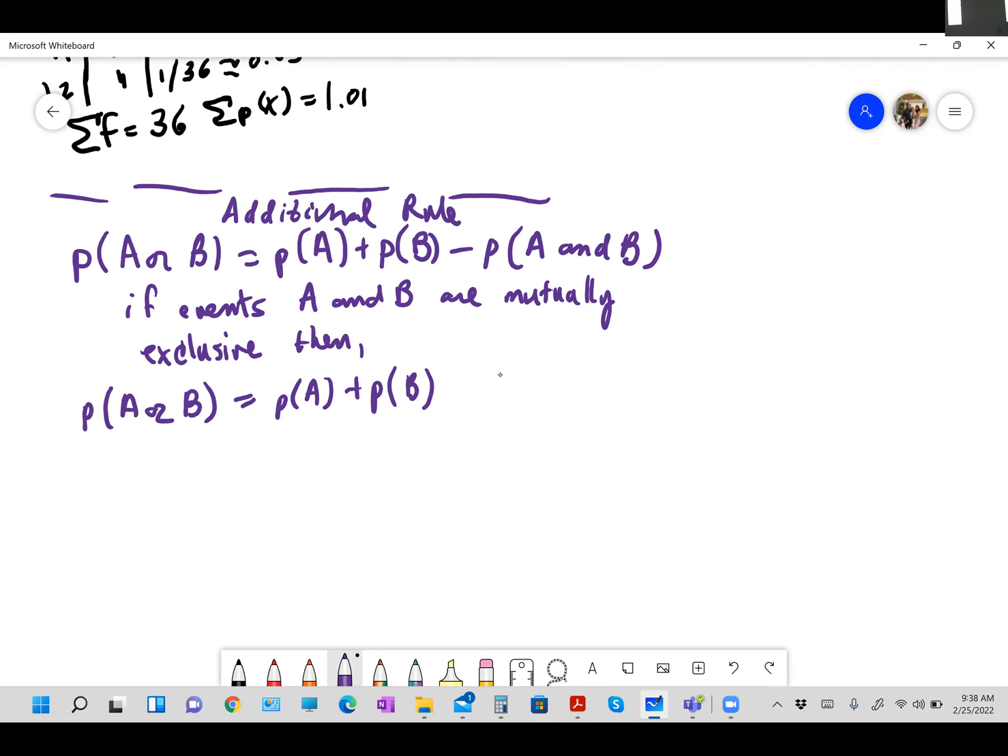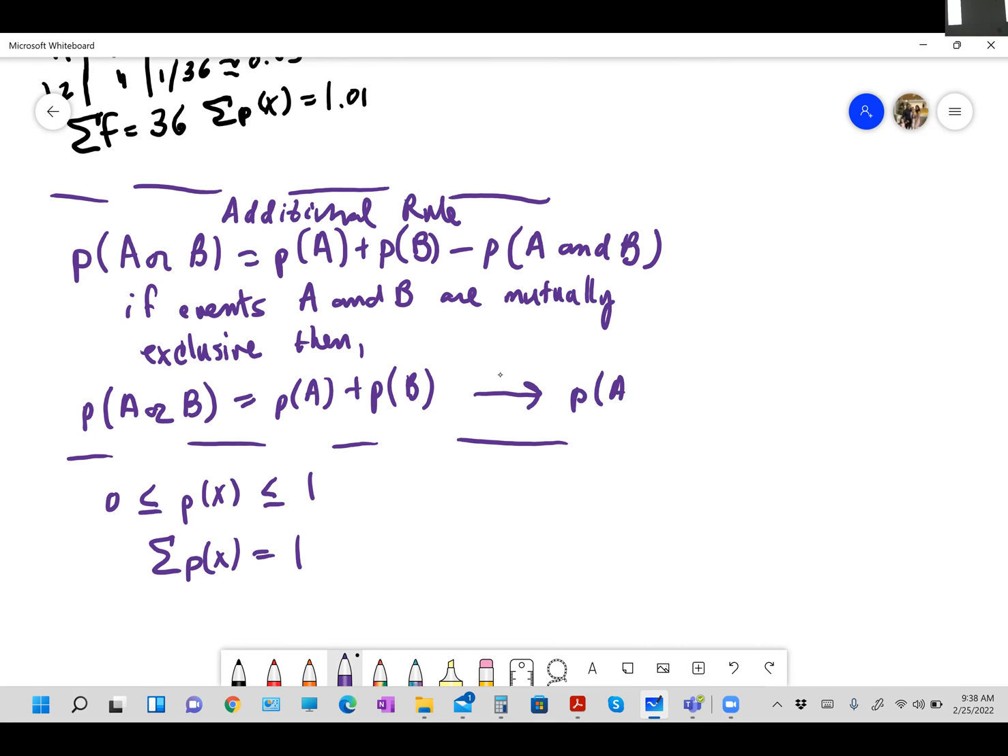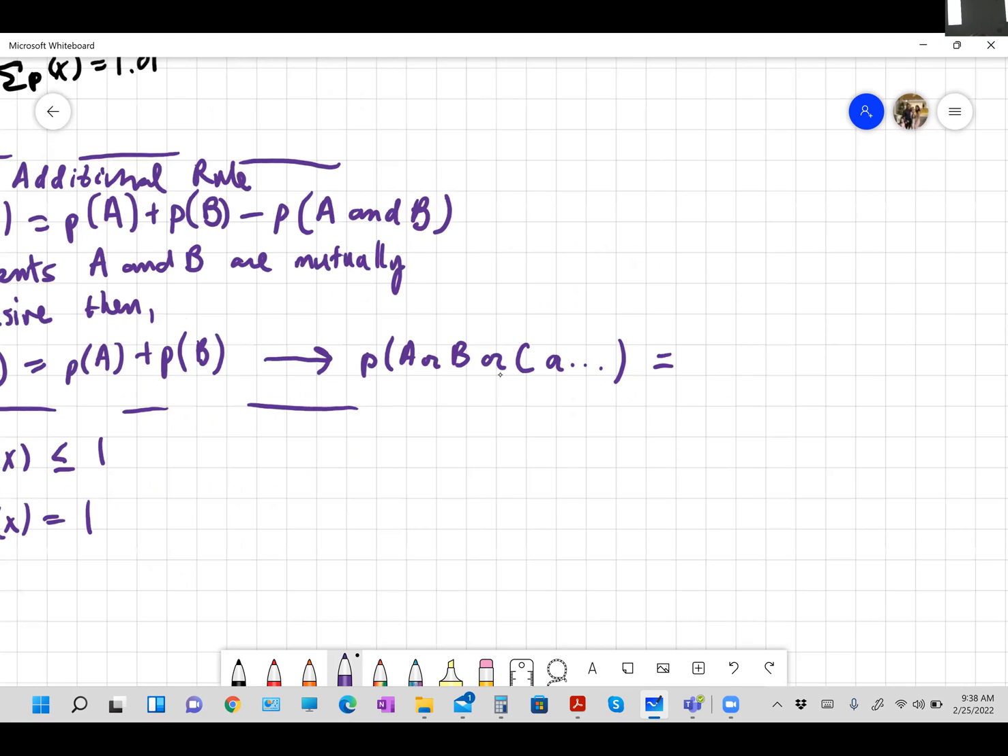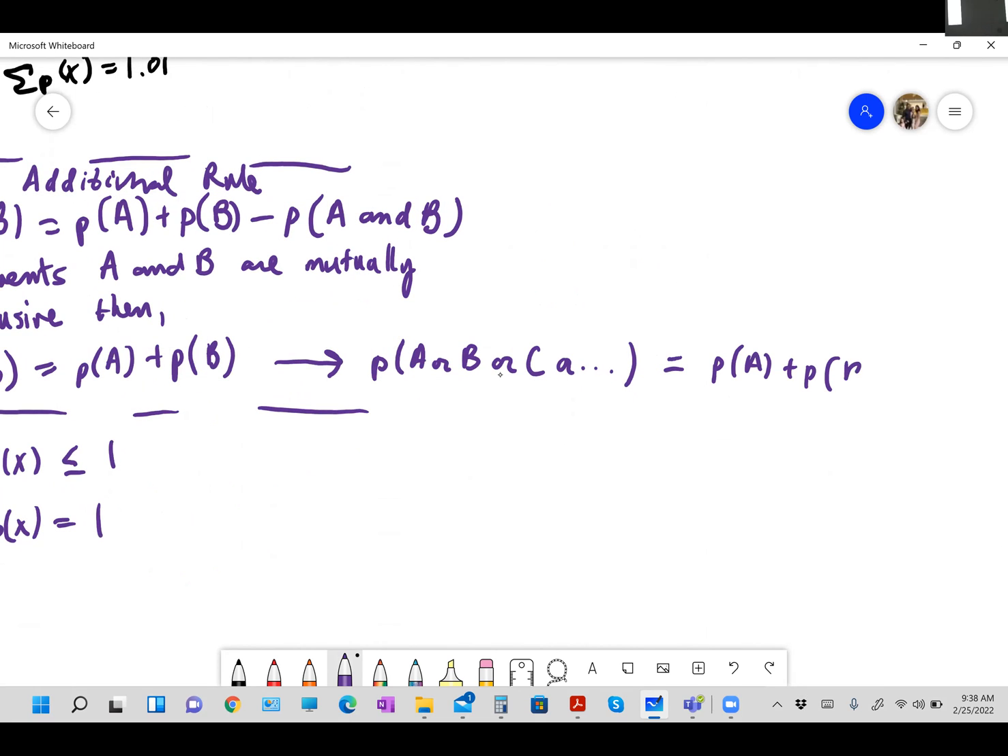Now, when we're dealing with probabilities, we have two basic rules. The probability of an event must be between 0 and 1 inclusive. If you add them all up, it has to equal 1. Now, there's an extension here. The probability of A or B or C or so on is just going to be, as long as they're mutually exclusive, the probability of A plus the probability of B plus the probability of C. You just keep on adding them over and over again.